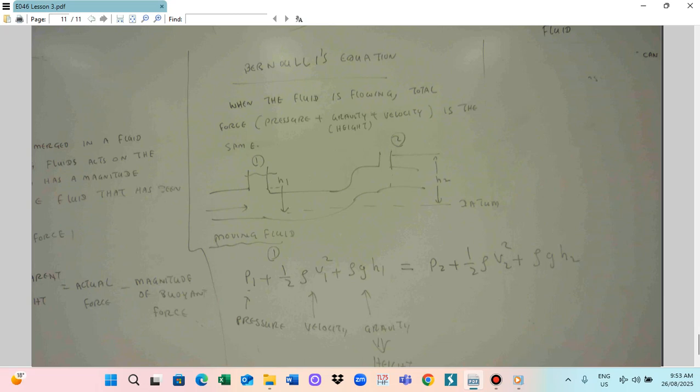Then we utilize the Bernoulli theory to do fluid calculations in civil engineering. So we use the Bernoulli theory.